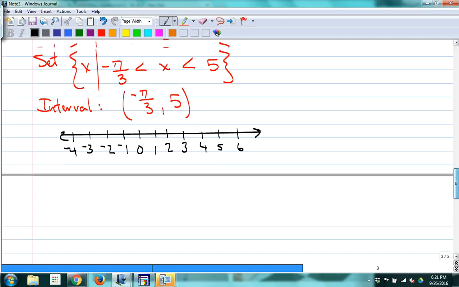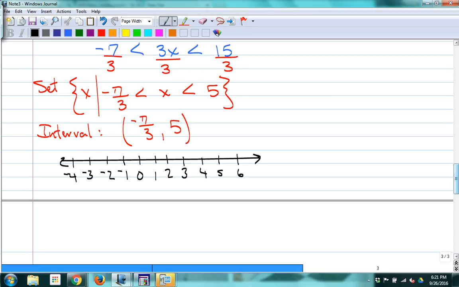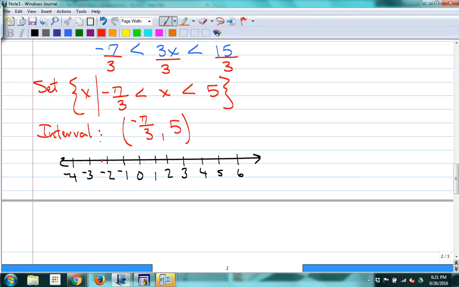I'll scroll to where we can see that. 2.3. All right, so it's negative 2.3. So is that between negative 2 and negative 3 or negative 2 and negative 1? Yeah, between the 2 and the 3. So that's about right there. And then we would put a parenthesis right there.